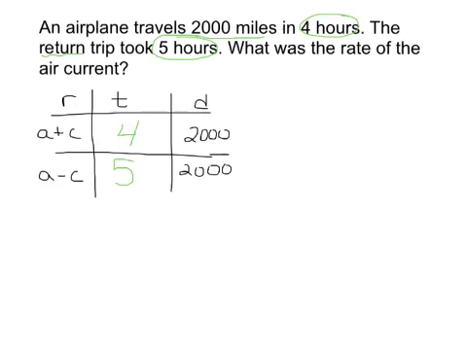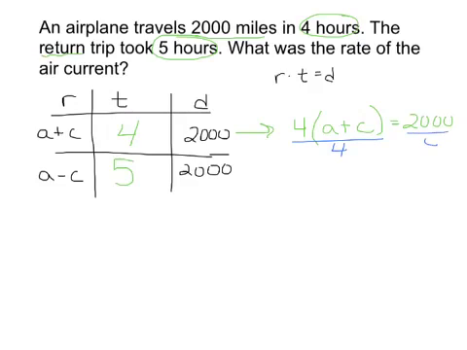So what I would recommend is using the fact that rate times time is equal to distance. I could set this up as 4 times (A plus C) is going to equal 2,000. I could distribute this 4, but what's generally an easier thing to do is divide by 4 and get A plus C is going to equal 500. Now what allows me to do that?